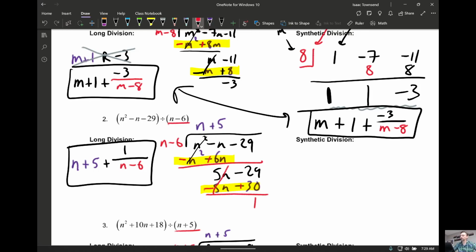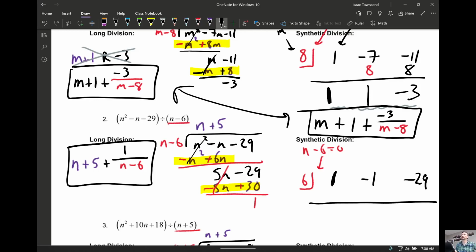So where the divisor equals 0 tells me the number that goes in the top left. Then I have to list off the coefficients in order. So if these were rearranged, I would have to arrange them. The thing with the biggest exponent, there's one of them. Then the next biggest, there's -1 of those. And then the last thing, the constant, there's -29 of those.